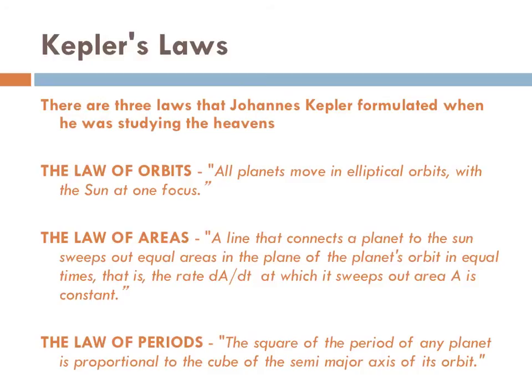The law of areas: a line that connects the planet to the sun sweeps out equal areas in the plane of the planet's orbit in equal time. That is, the rate of change in area over change in time at which it sweeps out area A is constant. And the law of periods: the square of the period of any planet is proportional to the cube of the semi-major axis of its orbit, and we'll see examples of all 3.